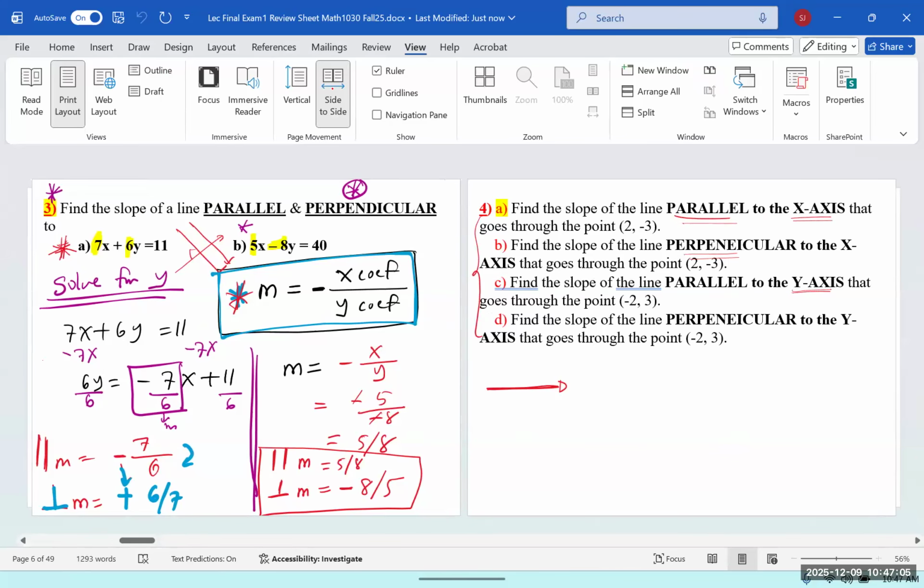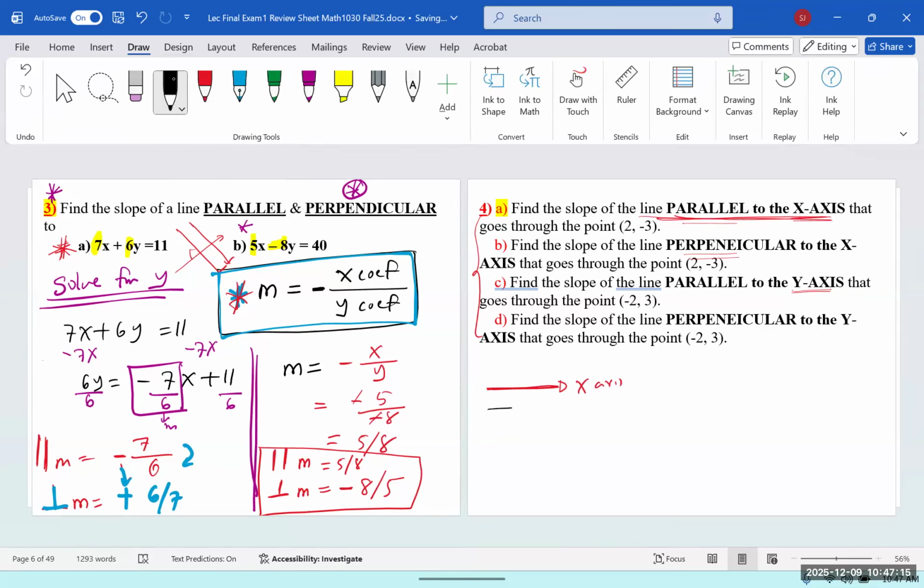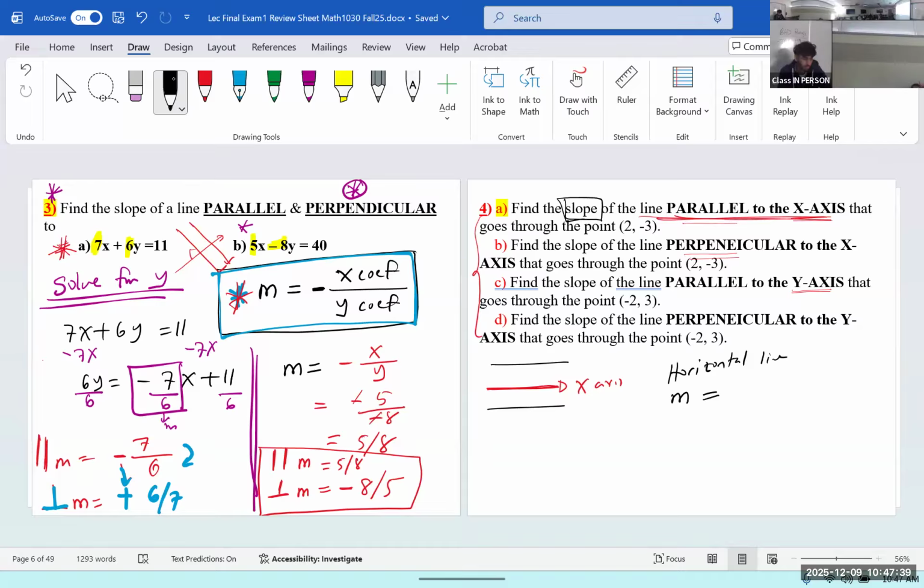Okay. So it says the line parallel to the x-axis. So draw your x-axis and then draw a line that is parallel to that. Any line either here or there, these are parallel lines. And then they're asking for the slope. These lines are all horizontal lines. Do you know what type of slope a horizontal line has? Do you remember? What's the slope for any horizontal line?